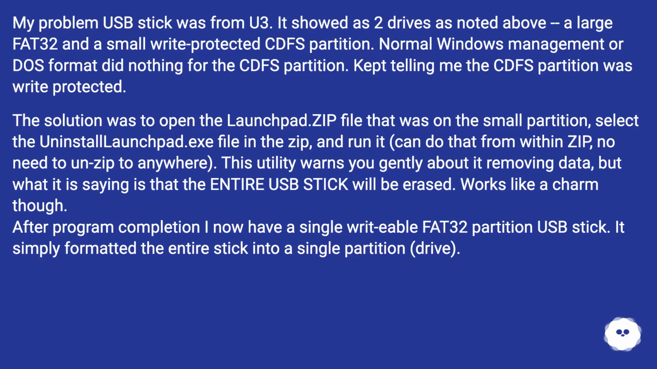The solution was to open the launchpad.zip file that was on the small partition, select the uninstall launchpad.exe file in the zip, and run it. You can do that from within the zip, no need to unzip it anywhere. This utility warns you gently about it removing data, but what it is saying is that the entire USB stick will be erased. Works like a charm though. After program completion, I now have a single readable FAT32 partition USB stick. It simply formatted the entire stick into a single partition drive.